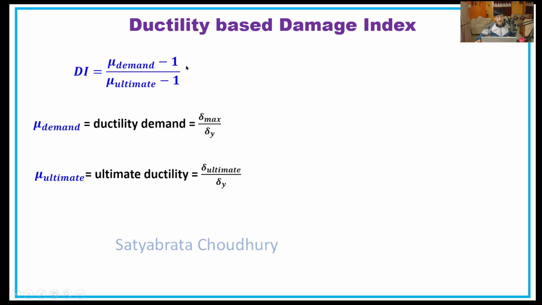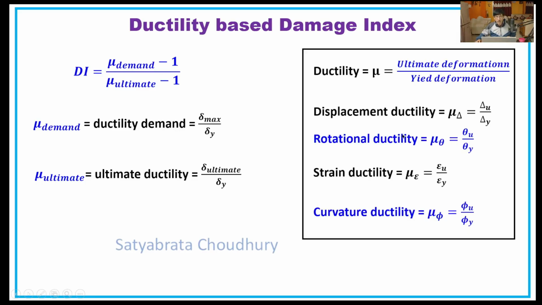Ductility based damage index: mu demand minus 1 divided by mu ultimate minus 1. Mu demand equal to demand ductility or ductility demand given by delta max by delta y, maximum displacement by yield displacement. Mu ultimate is ultimate displacement by yield displacement. So we can calculate this and get the damage index through ductility based damage. So this parameter, as I said, like this.